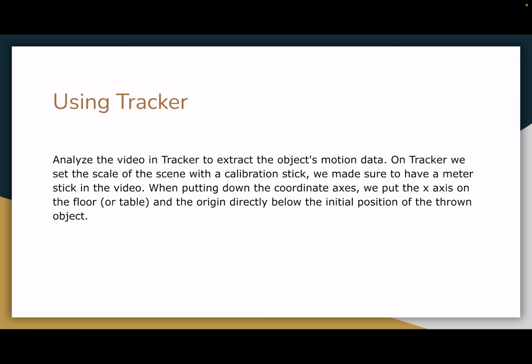We used Tracker to analyze the video and extract the object's motion data. On Tracker, we set the scale of the scene with the calibration stick, and we also made sure to have a meter stick in the video. When putting down the coordinate axes, we put the x-axis on the floor and the origin directly below the initial position of the thrown object.